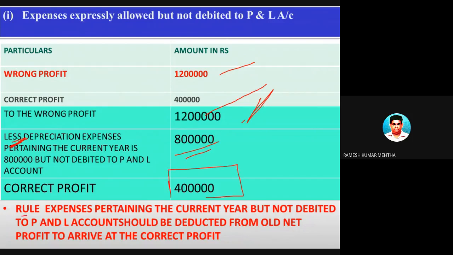So what is the summary? Expenses pertaining to the previous year or current year but not debited to profit and loss account should be deducted from the old profit to arrive at the right profit. So deduction. Next one.